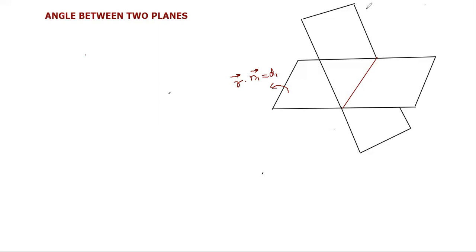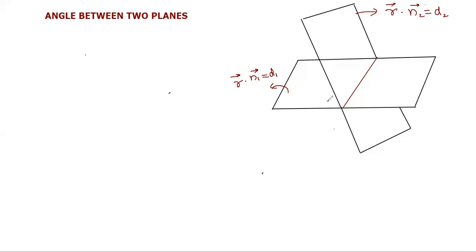And another plane is this one. Its equation is r dot n2 vector is equal to d2. Okay. Now we have to find the angle between these two planes.